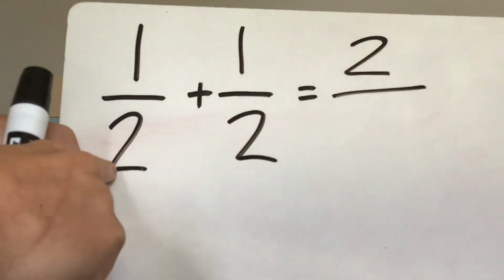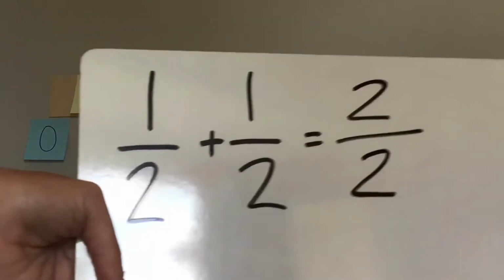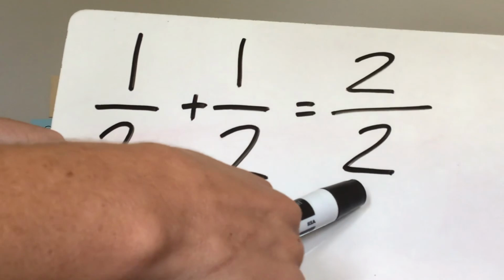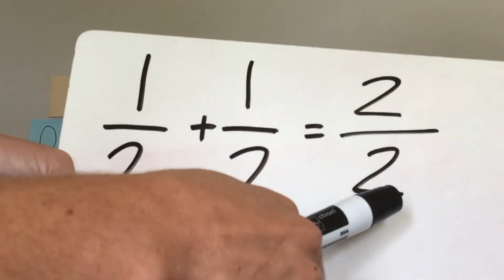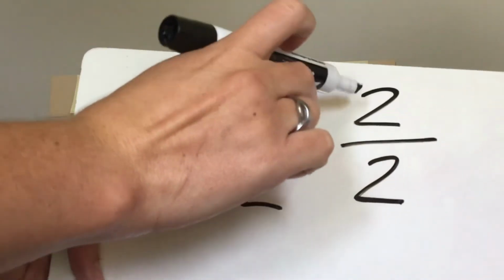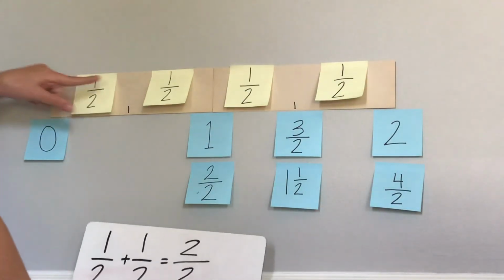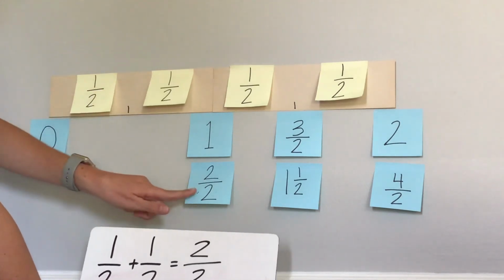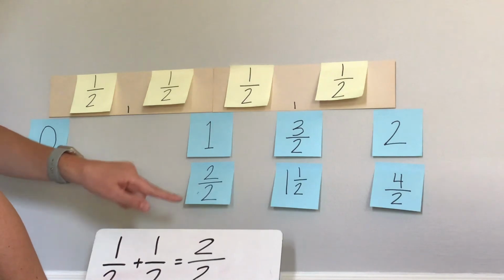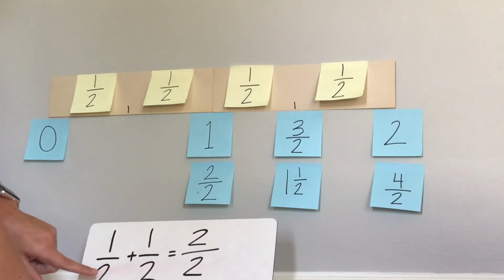We're still going to keep this 2 because it represents halves. So we don't add 2 plus 2 to get 4 because we're not working with fourths. We're going to keep it as 2 because that 2 represents that we have 2 halves. 1/2 plus 1/2 equals 2 halves. So notice when we add fractions, we're adding the numerator, but our denominator is going to stay the same.